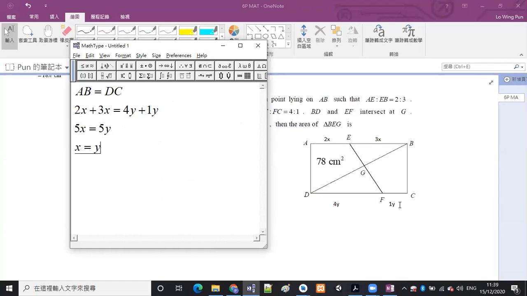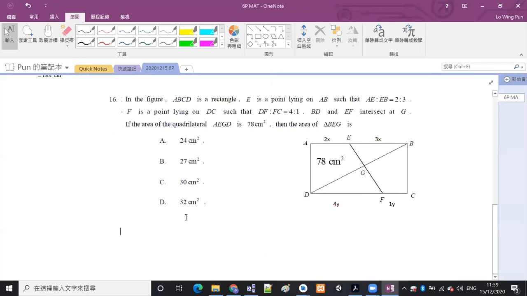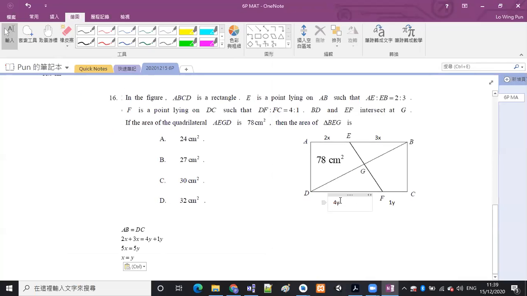OK，所以其實 x 同埋 y 係一樣嘅。咁一樣嘅話，我哋就唔使用兩個未知數咯，係嘛？咁即係我哋可以化簡一個啦。OK, so this one 4y becomes 4x. This 1y becomes 1x or just x is okay. Can you get this?